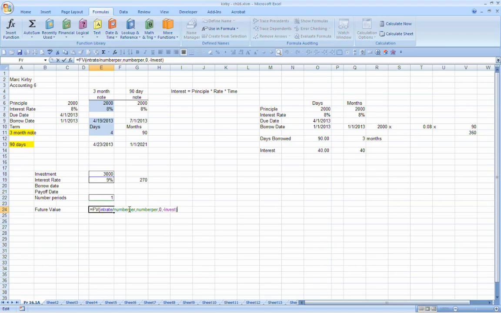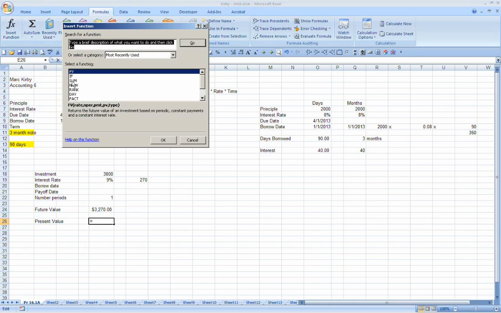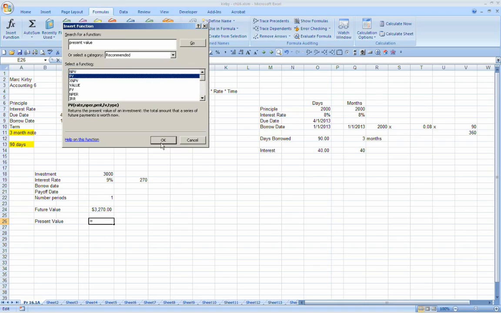Good? Okay. Let's do it the other way. Let's take the 3,270 and calculate the present value using the present value formula. Remember when we went to our function manager and present value, I can get PV, which returns the present value of an investment, the total amount of a series of future payments.